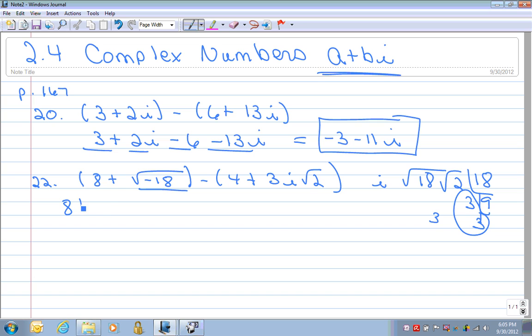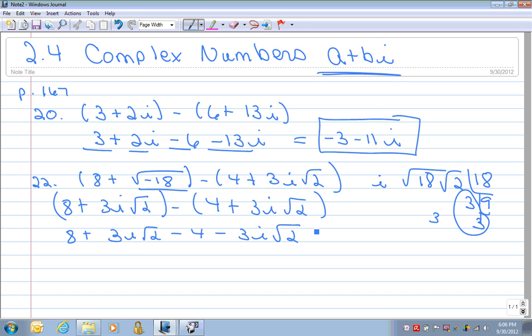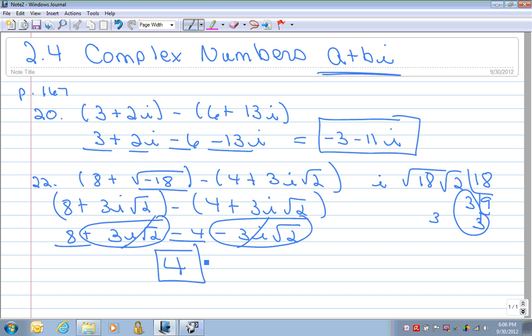So we'll have 8 plus 3i square roots of 2, and then we have minus parentheses 4 plus 3i square roots of 2. Distribute the negative, and we have 8 plus 3i square roots of 2 minus 4 minus 3i square roots of 2. Well, we have a negative 3i square roots of 2 and a positive 3i square roots of 2. Those will cancel. We have 8 minus 4, so 4 will be your final answer on that.